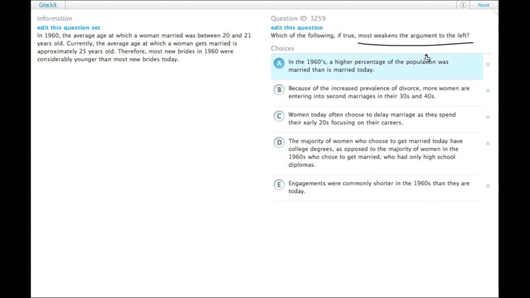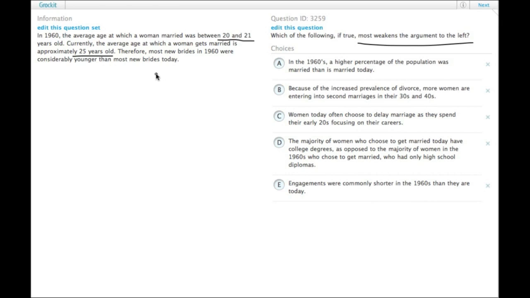So we need to weaken the argument to the left. And so we have the age at which a woman was married in 1960 was between 20 and 21. Now it's approximately 25. Therefore, and this is our conclusion that we need to weaken, most new brides in 1960 were considerably younger than most new brides today, a difference of 4 or 5 years.